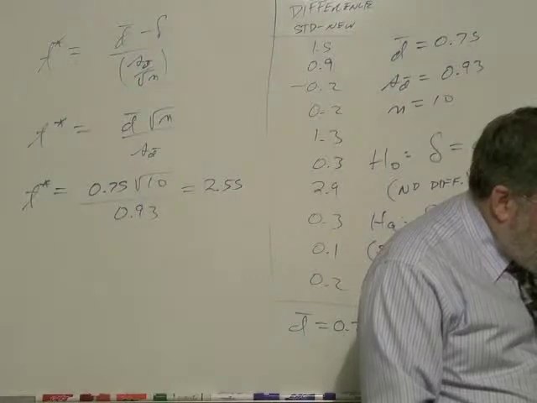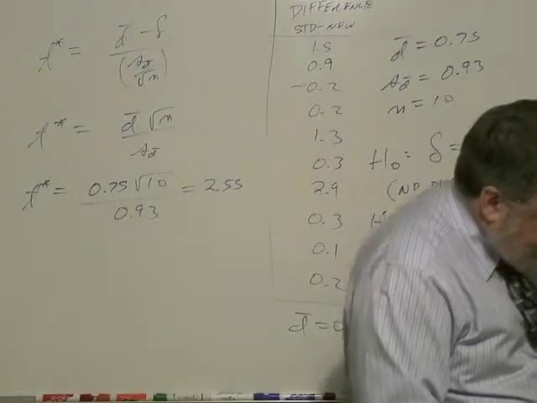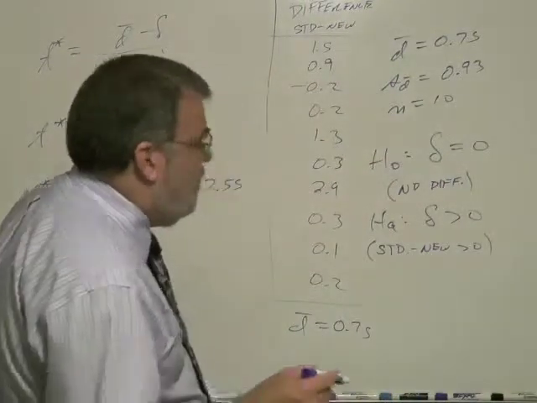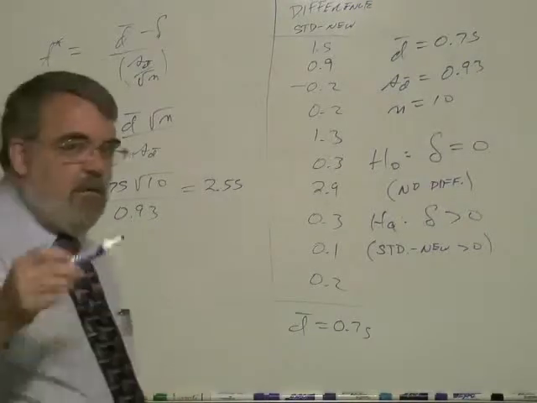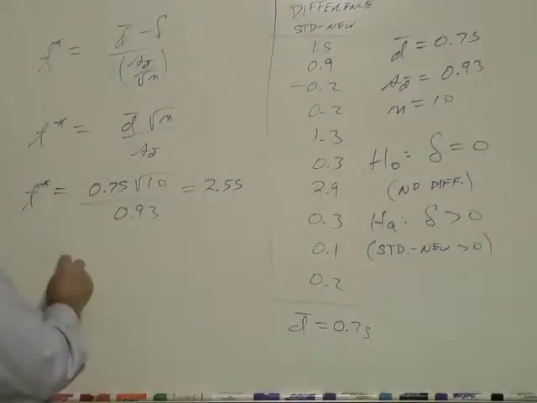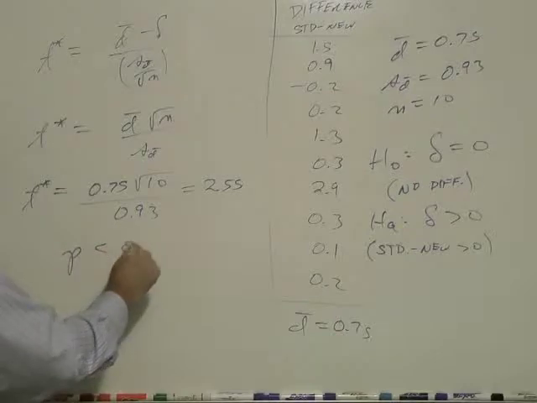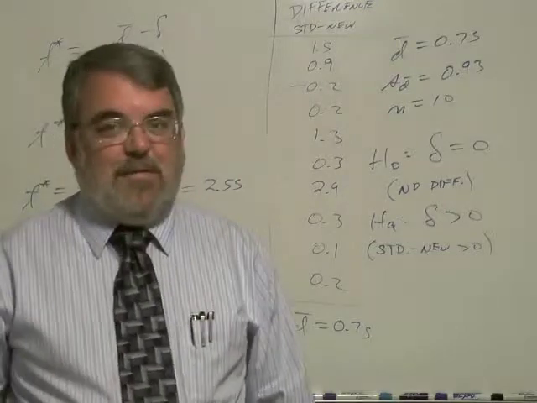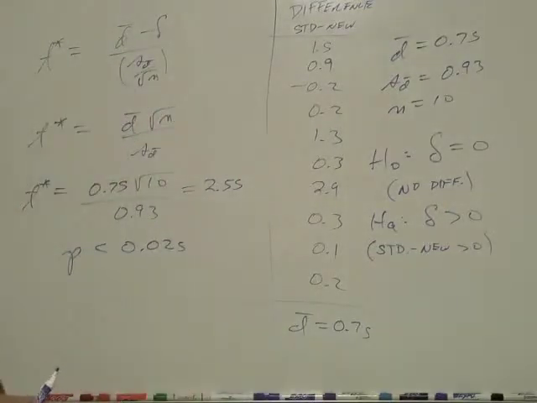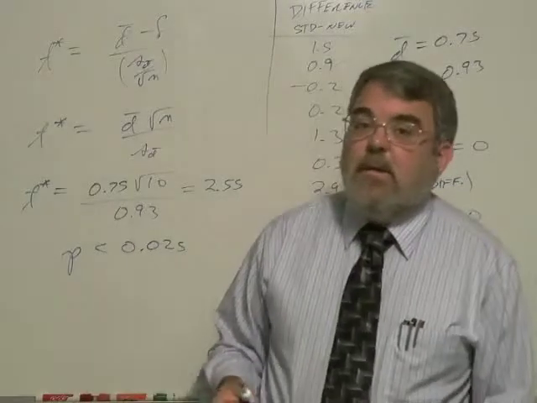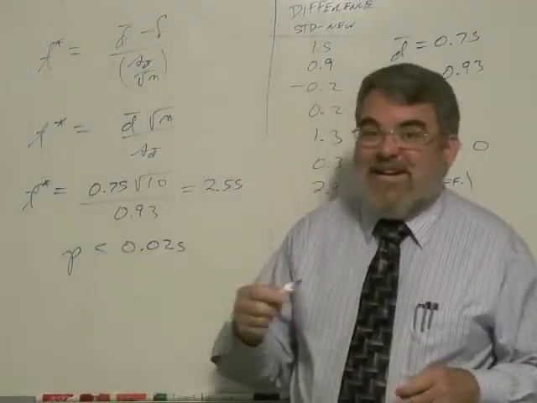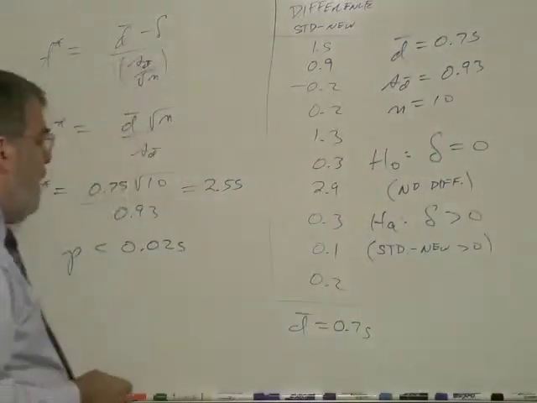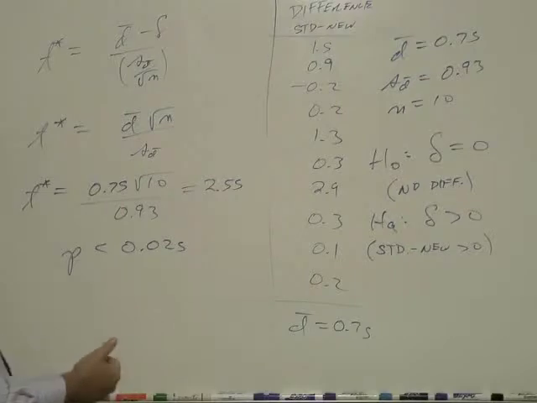With 9 degrees of freedom, 2.55 is between 0.025 and 0.010, between 1% and 2.5%. So the p value, let's say, is less than 0.025. It's clearly under 5%. That's the gist of it. And so now we have a really different conclusion. According to matched pair analysis, the new treatment is a significant improvement, and so it is a better treatment.